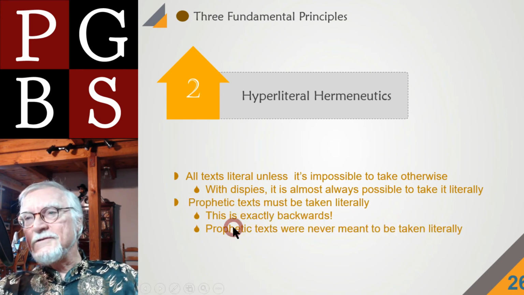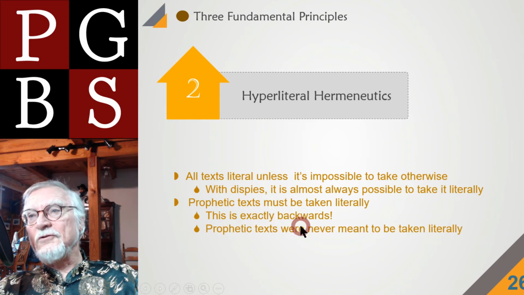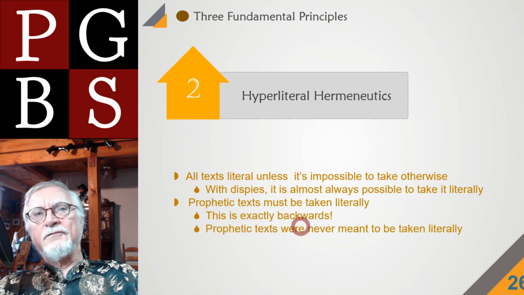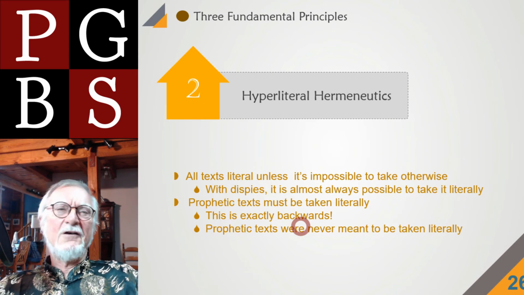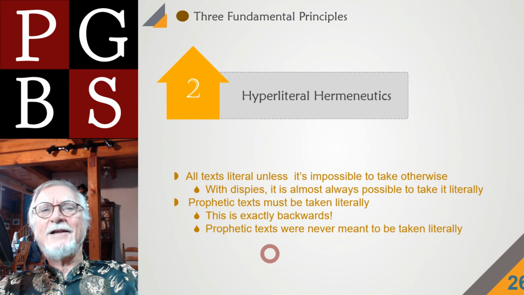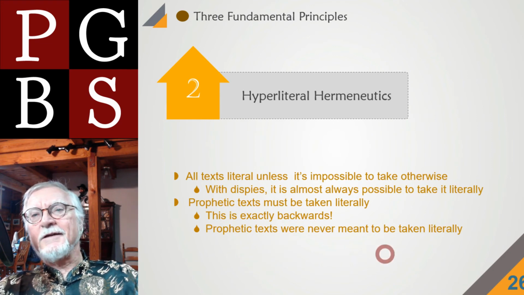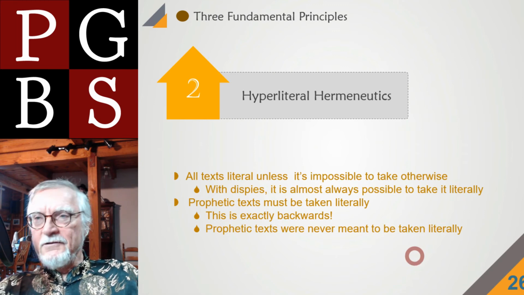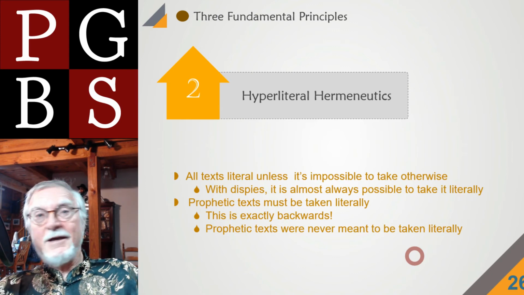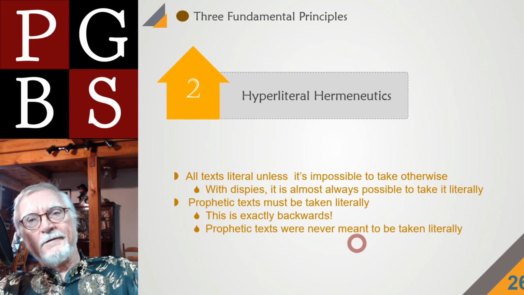Now, what really messes them up is they take prophetic texts literally. The moon will turn to blood. The stars will fall like figs from a fig tree and roll around on the ground, and the sky will be rolled up like a mantle, and the sun will be darkened, and all that stuff. They take it literally. This is exactly backwards. Prophetic texts were never meant to be taken literally. Go to Isaiah 13. All that prophetic literature, apocalyptic rhetoric is there as Isaiah prophesies, and it never happened literally. If it didn't happen with Isaiah 13, it doesn't happen in Matthew 24 either.